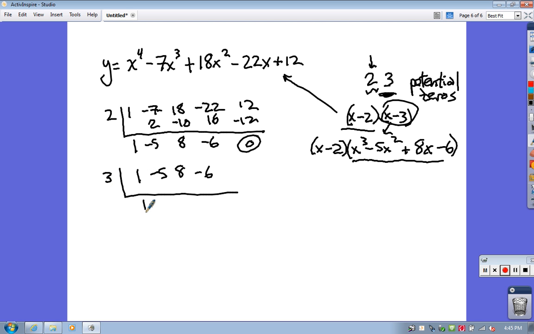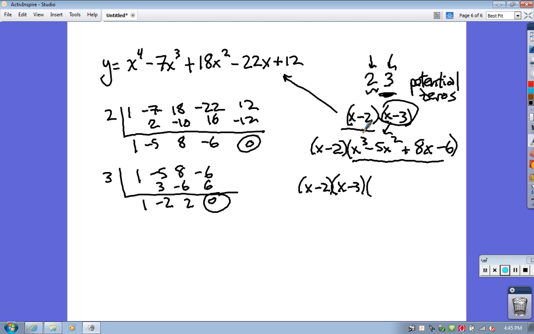So bring it down, multiply, add, multiply, add, multiply. Oh, again, it's looking good. Boom, that is a 0. So yeah, that's a 0 as well. So what I just did is I factored it again. So now I know that it's x minus 2 times x minus 3 times what's left.